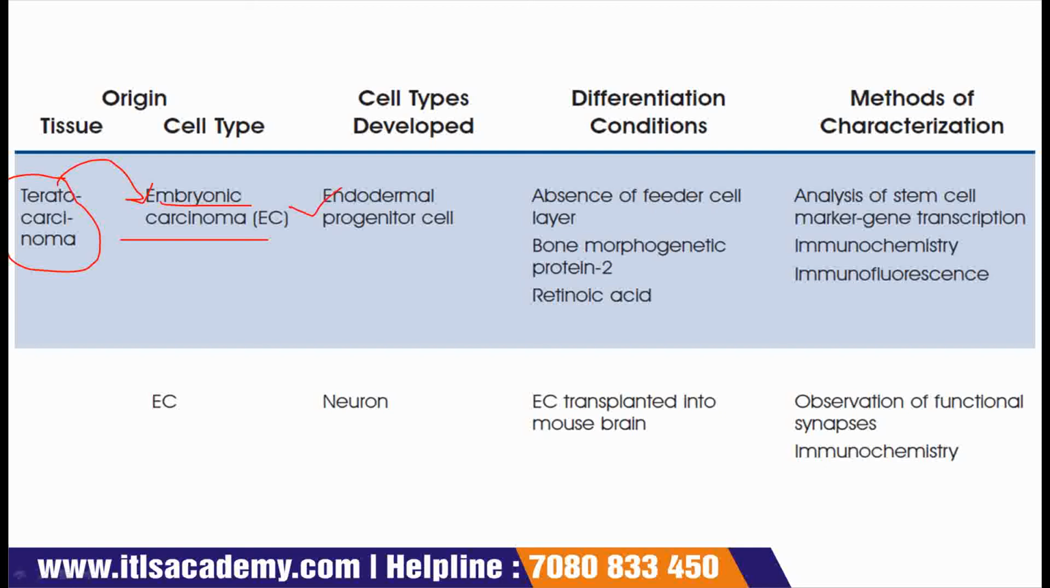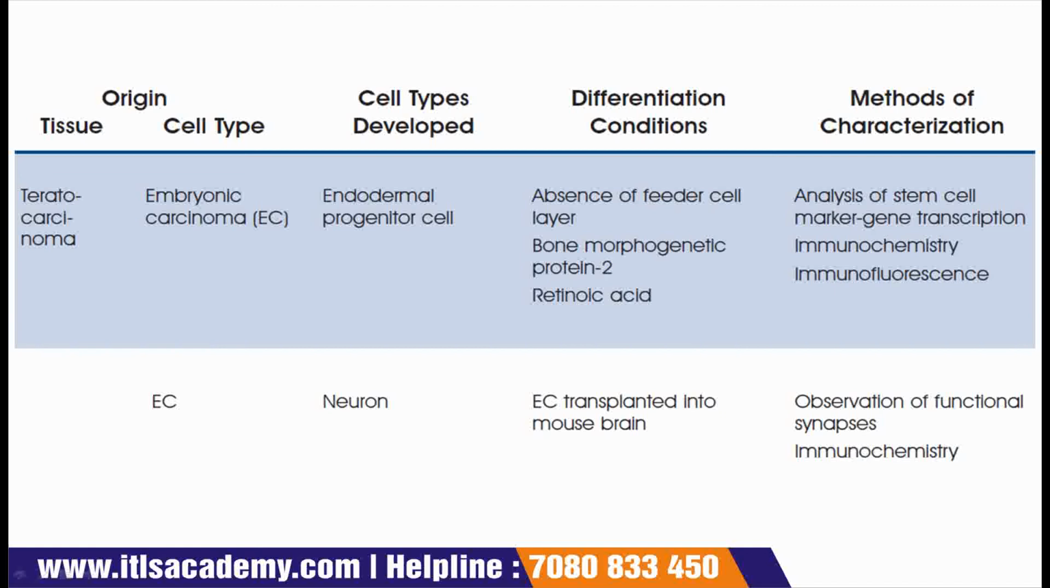For the differentiation of endodermal progenitor cell, we can use absence of feeder cell layer, and BMP2 or bone morphogenetic protein 2. We can also use retinoic acid as a condition. The method of characterization is analysis of stem cell marker gene transcription, immunochemistry, and immunofluorescence.